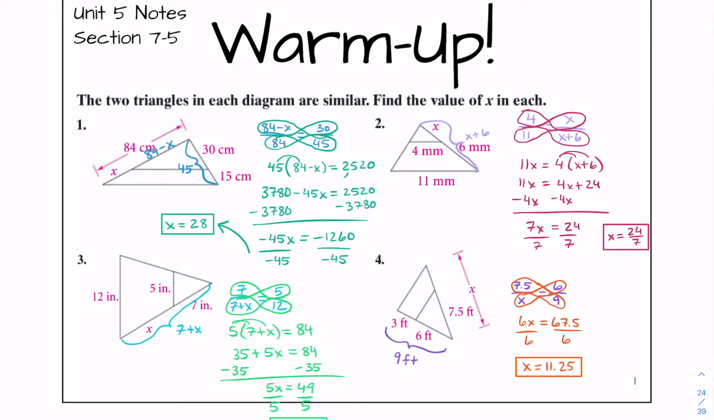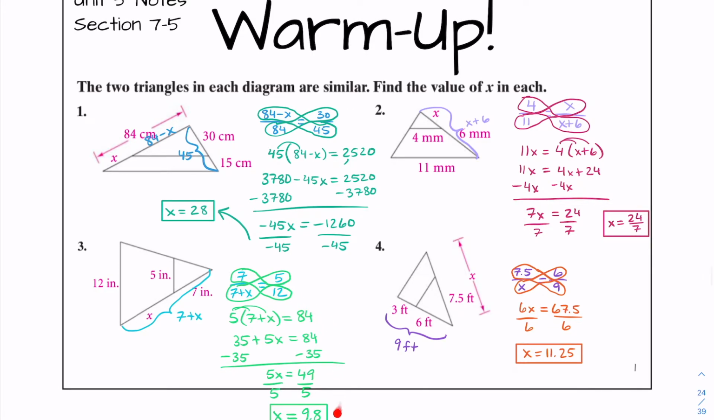This next one, again, the small triangle and the large, and the base and the base. The large triangle is x, it's 7 plus x. So combining that together, do out all the algebra, you end up getting 9.8. And then this last one is 7.5 is to x as 6 is to 9. I set that one up, solved, and get 11.25. So again, feel free to pause and write it all down, and then you can continue on.